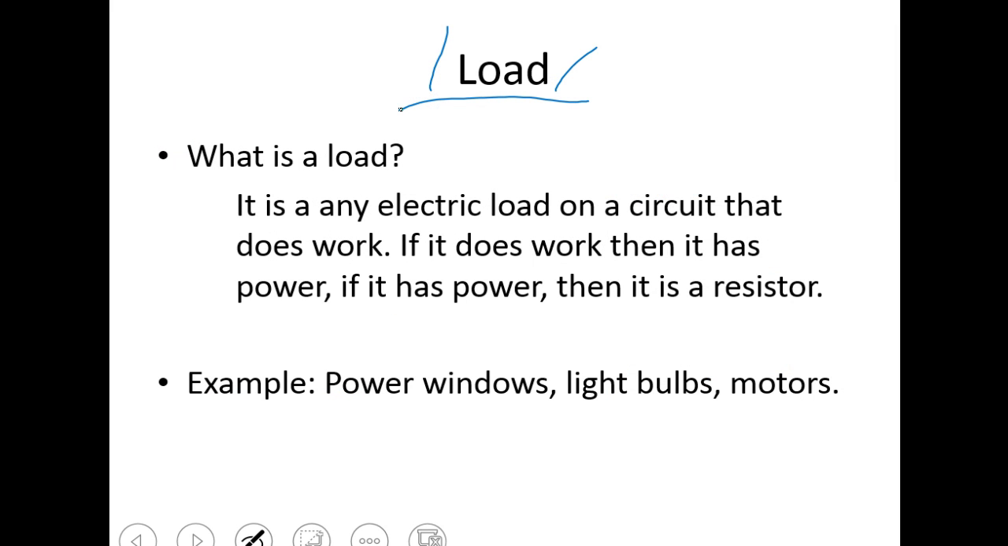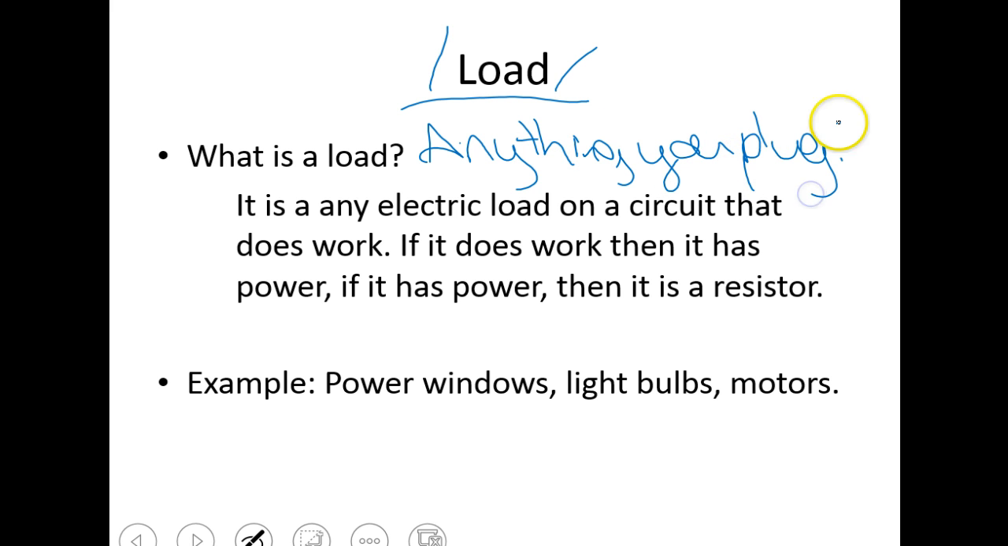I'm also going to give you a little bit of vocabulary. This word load is any electric load on a circuit that does work. And so shorthand, this is anything you plug in. Anything that you plug in does work. That's our only purpose for plugging things into a wall, that these things do work in some capacity. If it does work, then it has power. And if it has power, then it's a resistor.